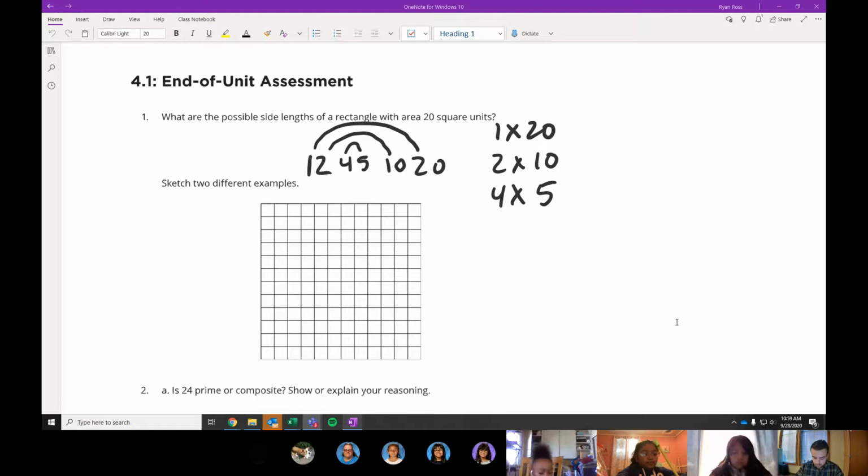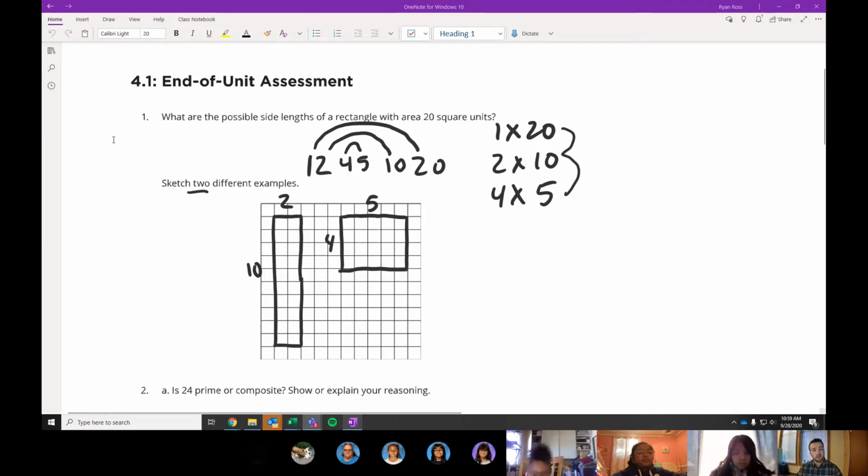So these were 3 options here. Okay, it wants us to sketch 2 different examples. So you can pick any 2 of those 3 and then do it. So I'm going to do the 2 by 10. I'm going to do a 4 by 5. Okay, you could have done any of those 3. Okay, so that's what you should have done, or something similar to that for this first question.